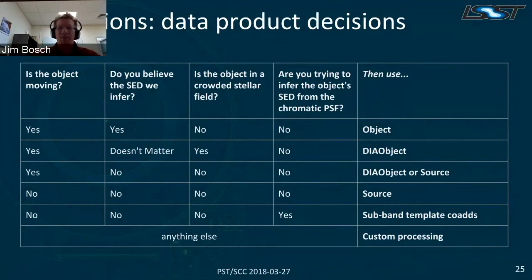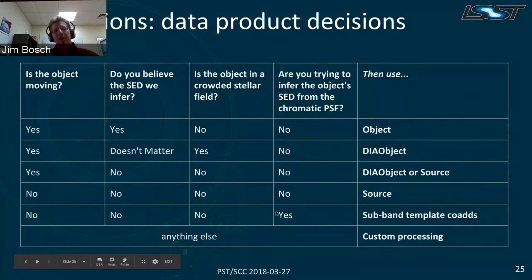I'm not going to go through every possibility here, but I think the fundamental questions are: is the object moving? Do you need the SED? Is the object in a crowded field? And are you trying to infer the object's SED from the chromatic PSF? For various combinations of answers, I think we've got some data products that will do what you want, and I think this answers most of the most common cases.